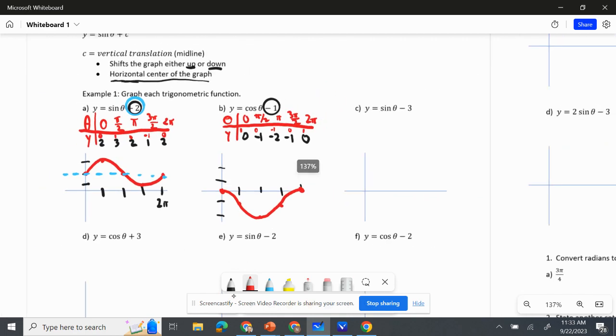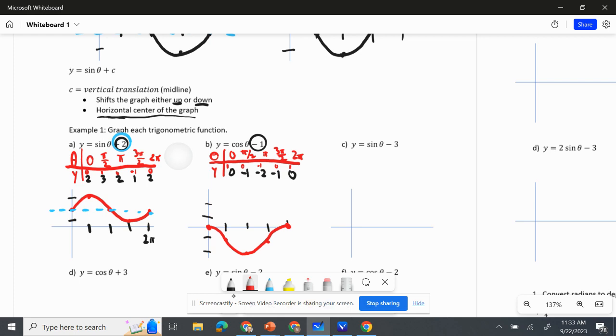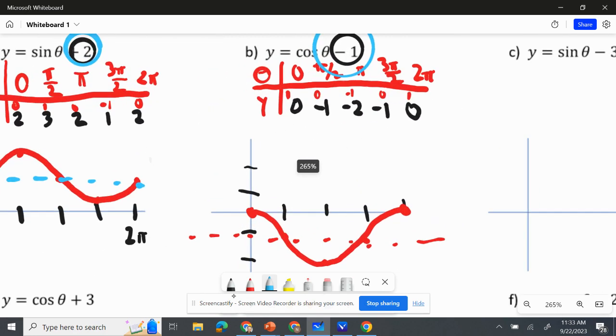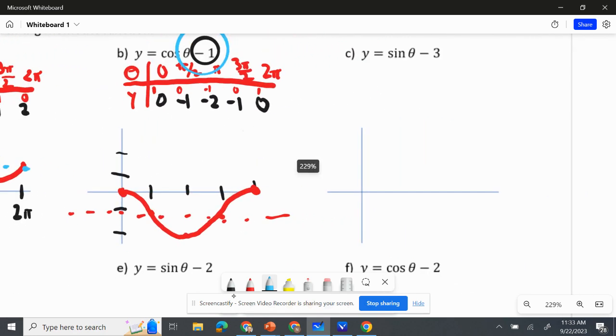Once again, when we're looking at the original, notice that it's identical. The only difference is that with the original, the midline is at 0. In this case, the midline is at -1. The reason that it's at -1 is because we're subtracting 1. So here what we have is sine.